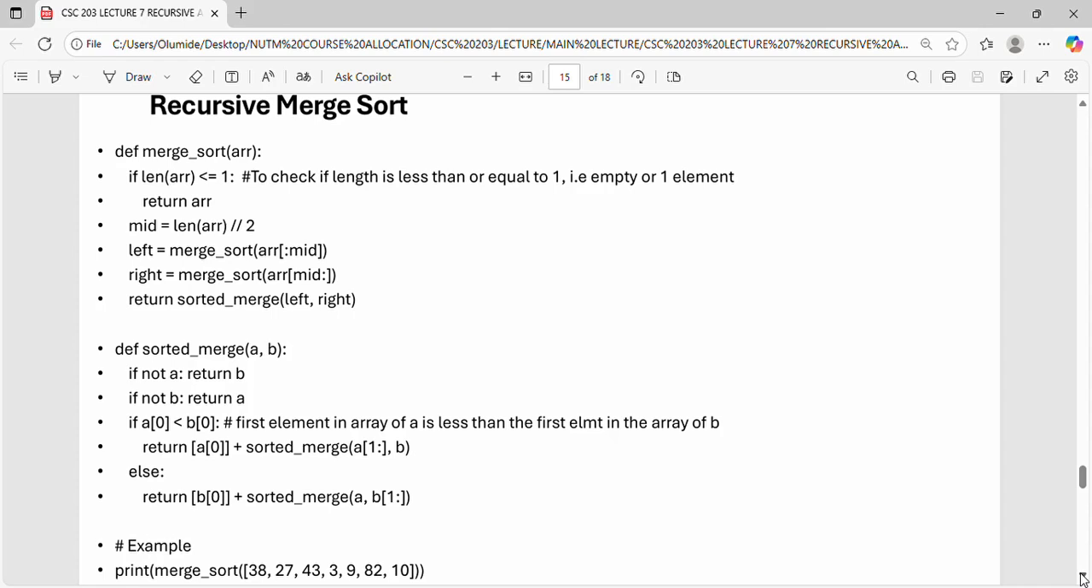Then the mid, dividing into 2, is length of the array divided by 2. We have left equal to merge sort of the array up to mid; here we can see the colon is on the left. The mid simply means I have divided the array into 2. Then the right is merge sort of the array from mid, the other part. Now return sort merge of left and right, bringing them together.